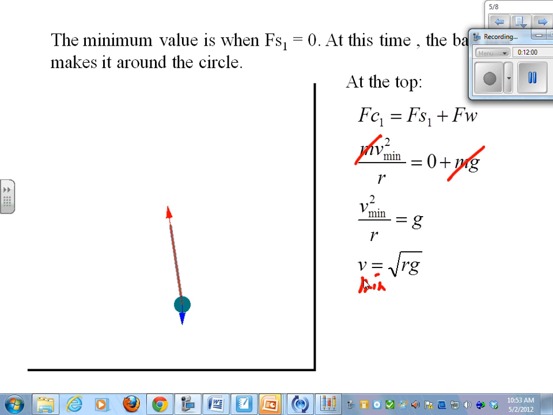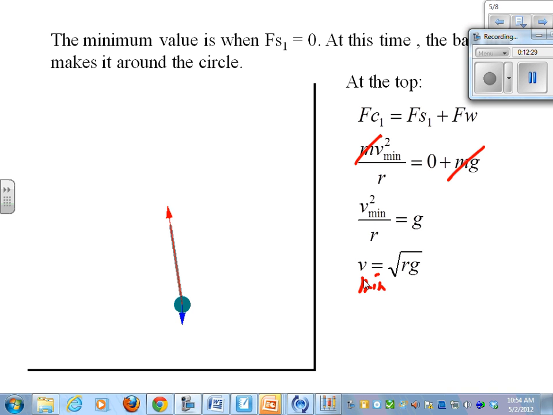Is the mass in there? I can take 4 rubber stoppers and it would be exactly the same speed. I could take 100 rubber stoppers, it would be exactly the same speed. Why? That's a minimum value, at the top. I just proved it: the mass cancels on both sides.